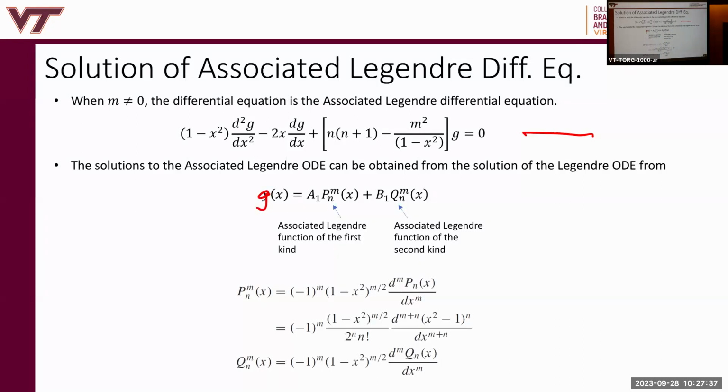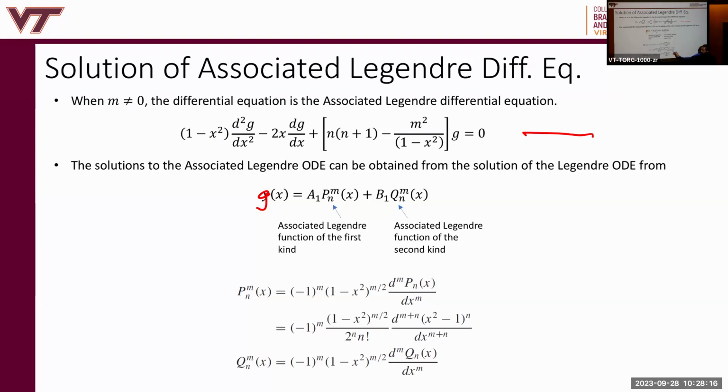This should be g of x is equal to a1 times p and m. Remember I told you we're going to introduce the superscript m plus b1q and m of x, all right? These are called the associated Legendre functions of the first kind, the associated Legendre functions of the second kind, right? And the relationship between the ordinary Legendre polynomials and the associated Legendre polynomials are on this slide here. That's why we solved the Legendre differential equation first, because we can construct the solution to the associated Legendre differential equation by using these formulas here, all right?